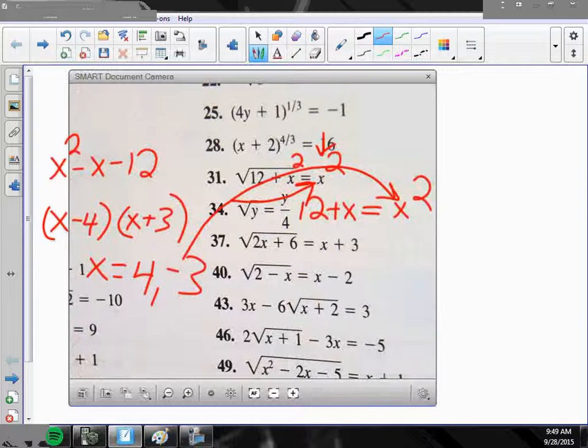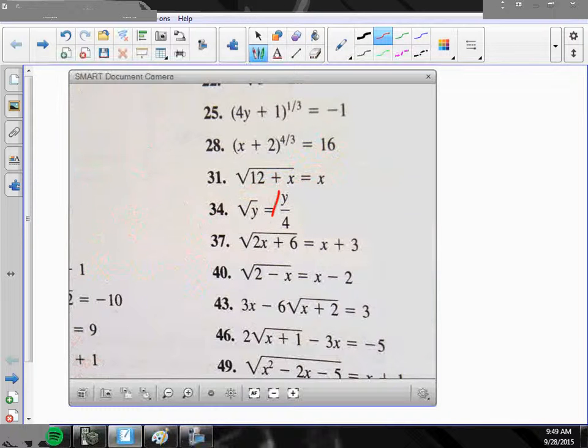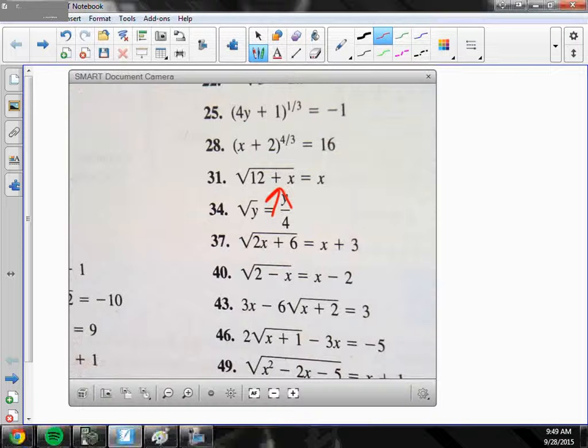There's another thing I also need to check. If I plug 4 in here, am I square rooting a negative number? So there are actually two things going on. First of all, does the square root equal a negative, which can't happen? And if I plug x in, does the original square root give an i? And in this case, no. So 4 is the answer for 31.